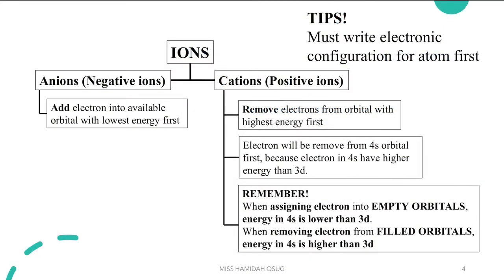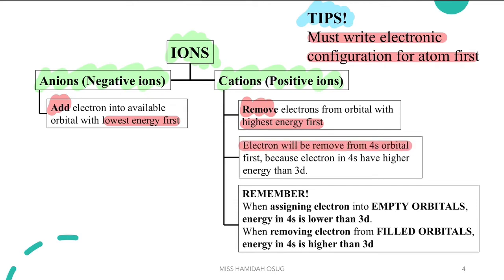Now let's discuss how we can write the electronic configuration for monoatomic ions. Tip number 1 that you must always remember: you must write the electronic configuration for the atom first, and then only you can write the electronic configuration for the anions and also for the cations. For an anion, you add electrons into the available orbital with the lowest energy first, while for a cation, you remove electrons from the orbital with the highest energy first.